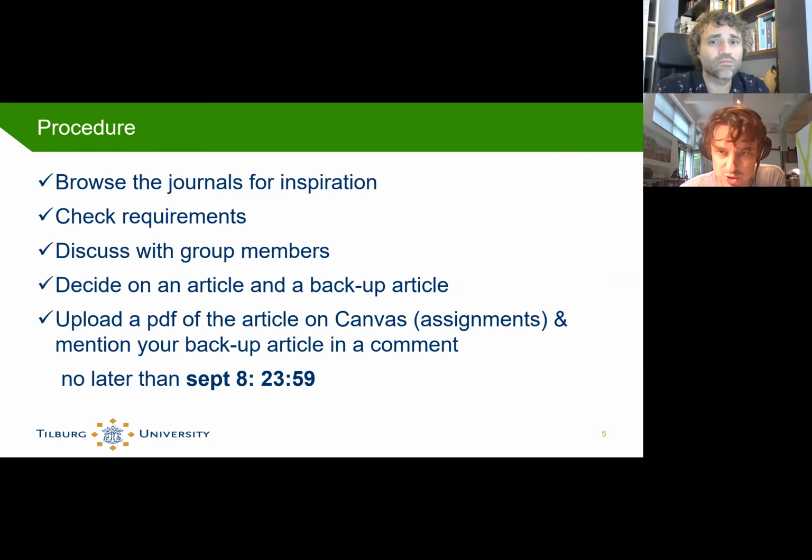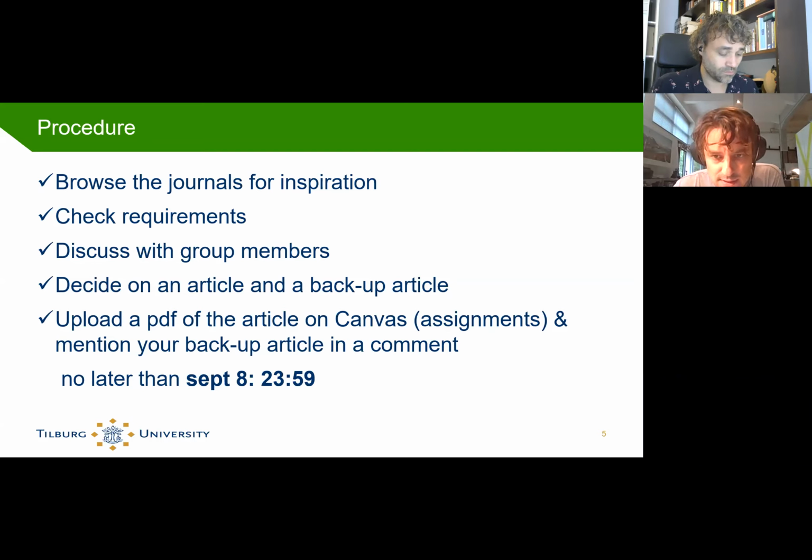Right, so actually the first thing we want you to do is start looking for that article in the journals. So browse those journals, just go through maybe current editions to figure out what they wrote about social media at work. You can also search more targeted with some keywords that you find useful, and then check whether or not those articles are suitable.